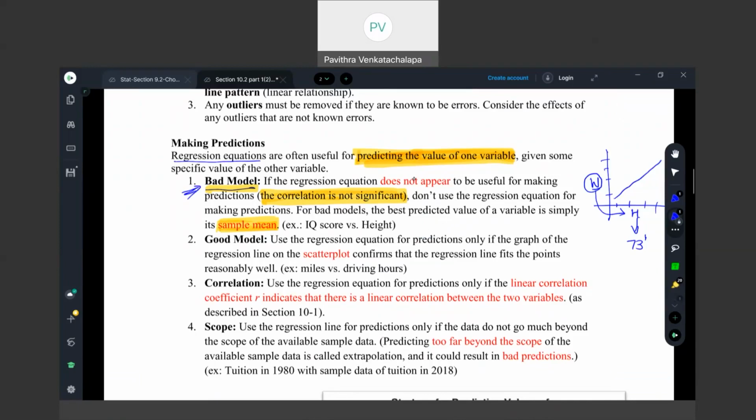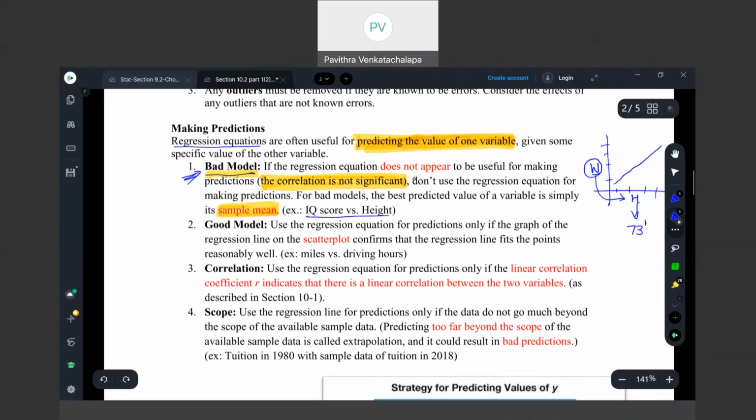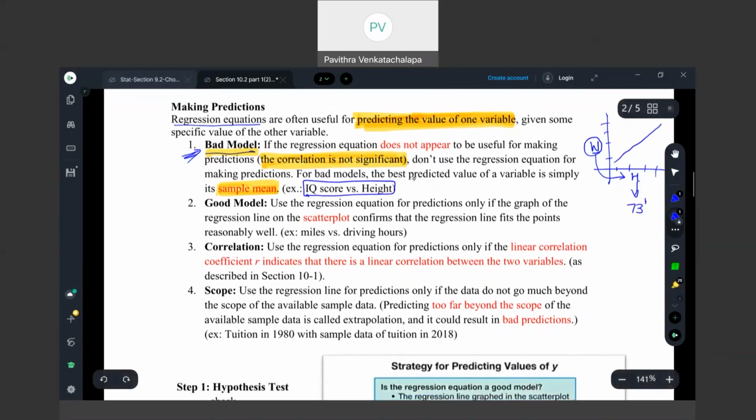Now, for example, IQ score versus height. We all know that there is no linear relationship which you can build using the height of a person and the IQ score of the person. Just because the person is tall doesn't mean his IQ score is very good, right? It can be vice versa. So that will be considered a bad model.